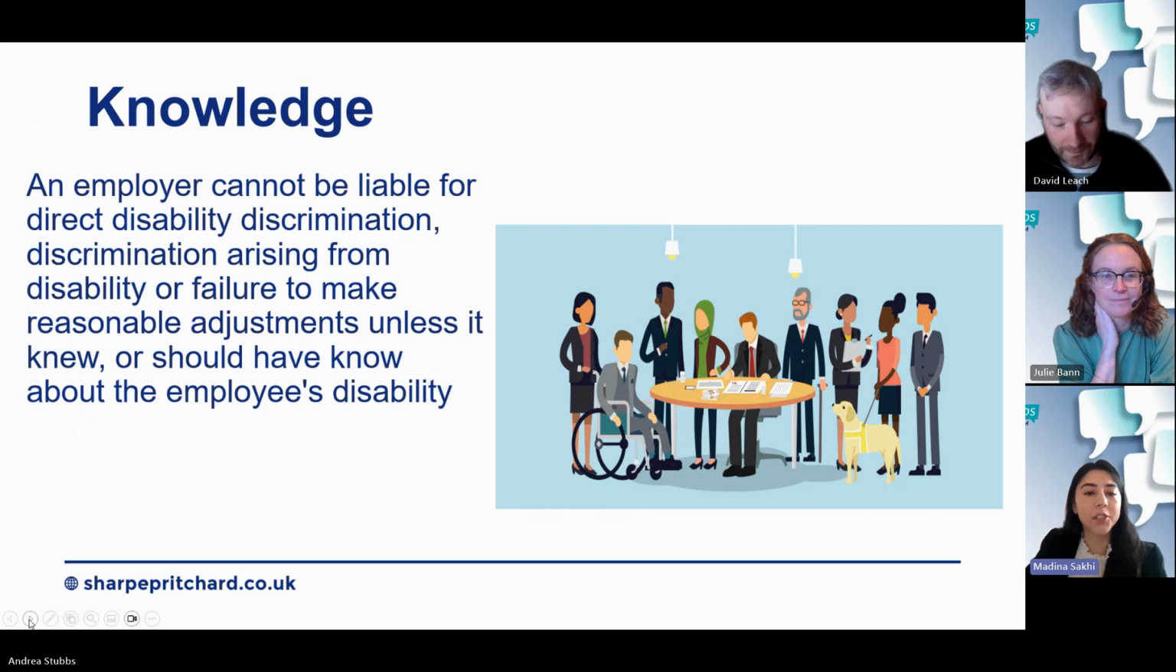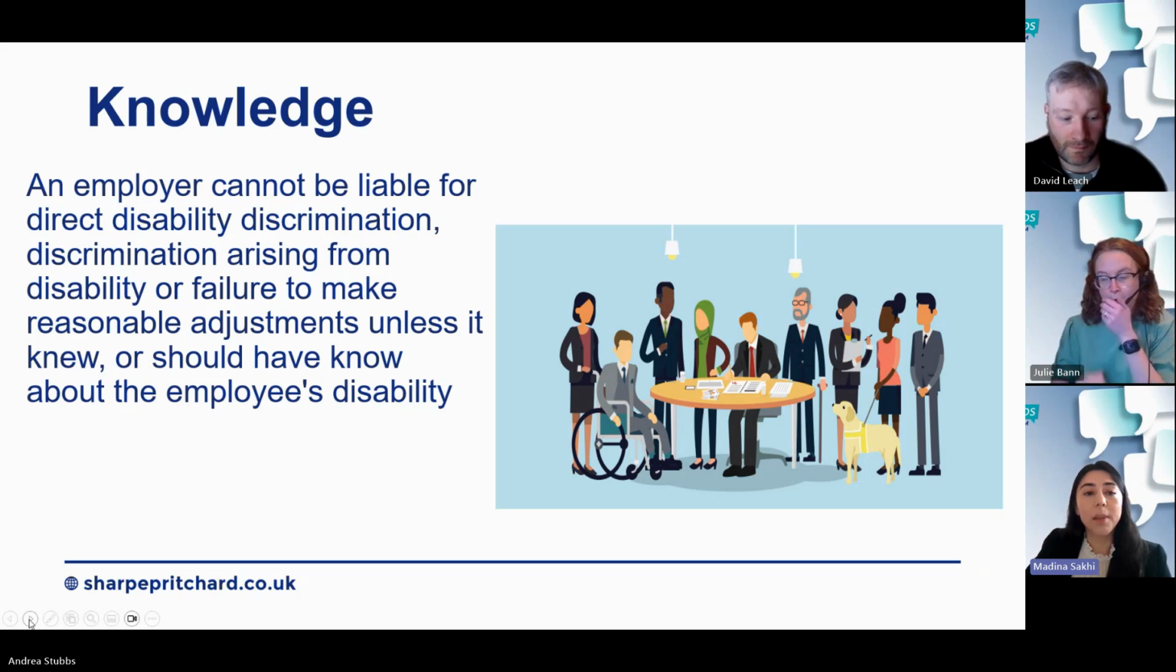Thank you, David. So essentially, an employer cannot be liable for direct discrimination, discrimination arising from a disability, or a failure to make reasonable adjustments unless it knew or should have known about the employee's disability. An example of this in practice can be seen in blind recruitment practices, where managers have only specific details of employees, such as their skills and experiences, without identifying information like their names or other personal information. This approach can help select candidates based on their merits, avoiding unconscious bias that might arise from personal information that could reveal an individual's disability.